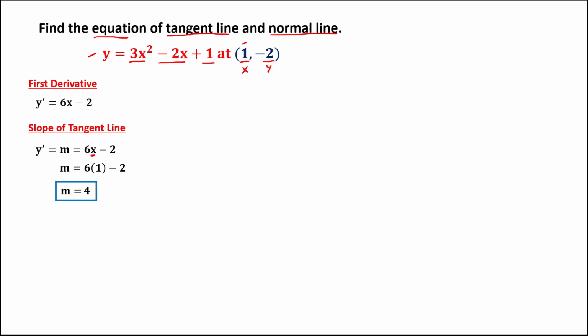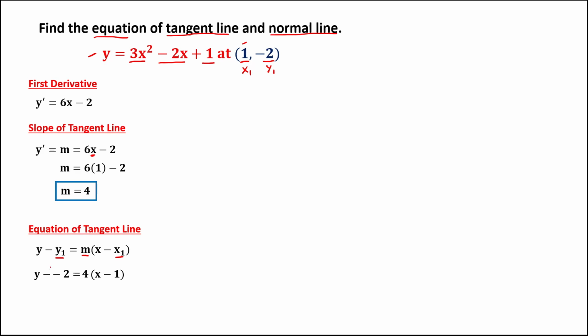Then from the slope of the tangent line, we can find now the equation of the tangent line using the point slope formula. So from this given coordinates, this is x sub 1 and y sub 1. Then substitute now all the values. So this becomes y minus y sub 1 is negative 2, then equals the slope is 4, then times x minus x sub 1, that's positive 1.